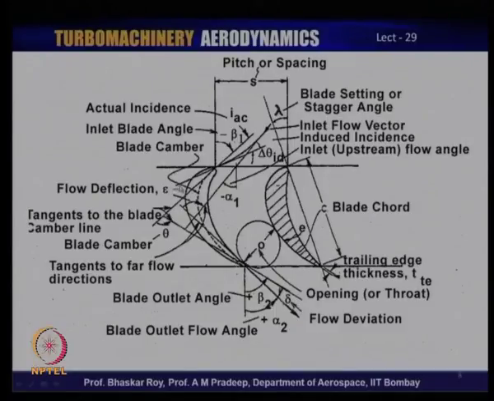And then of course, this is your flow deflection, beta 1 plus beta 2, or alpha 1 plus alpha 2. And these are the tangents to the camber line. So, this is one tangent, this is another tangent, and the angle between the two is the blade camber. Blade camber is decided by the tangent to the camber line at the leading edge and at the trailing edge. Incidence is decided by the flow direction with the tangent to the camber at the leading edge, and the deviation is decided by the flow direction with the tangent to the camber at the trailing edge.